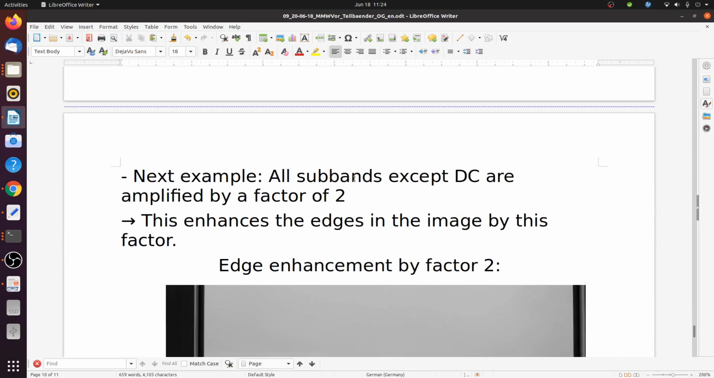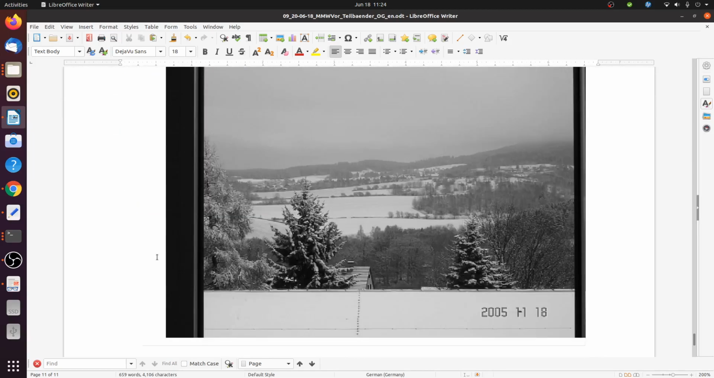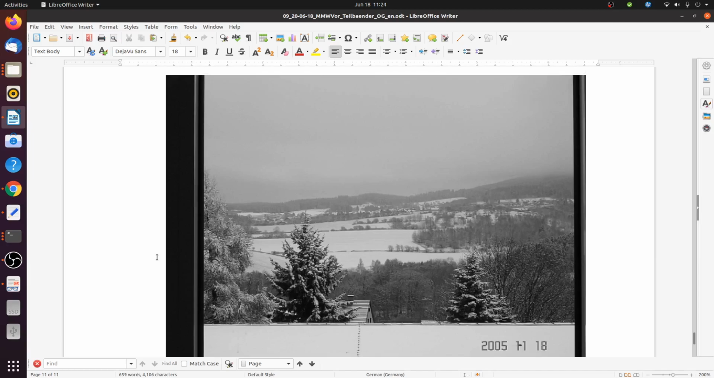Yeah, next example, all subbands except DC are amplified, by a factor of 2. Right? So this enhances the edges in the image by this factor. So basically this is edge enhancement, and this is the result. Right? And this actually looks even sharper than the original. So here the edges are even more pronounced when you compare it to the original.